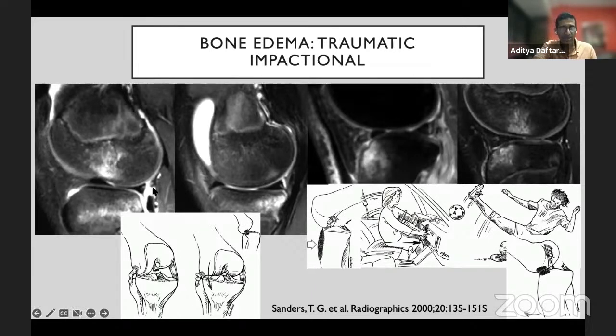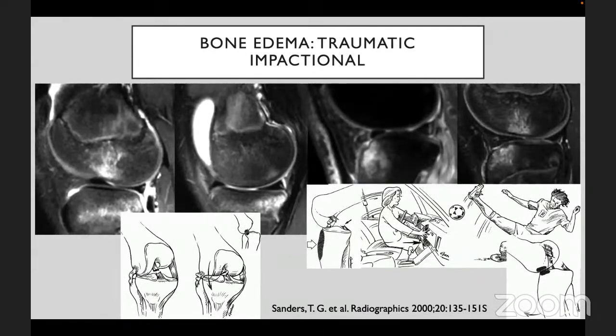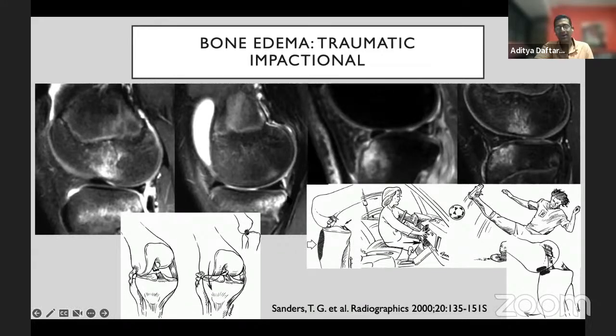Oftentimes you may see just this one, you may see just this one. You may see them in any combination in varying degrees. So you may see it very high, very low. But this triad of bone marrow edema is quite specific for helping you to determine that, yes, there's probably some injury that's happened to the ACL.